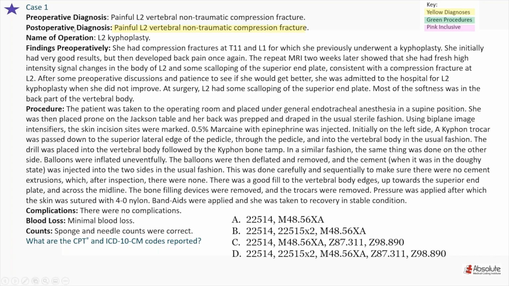All right, post-operative diagnosis, painful L2 vertebral non-traumatic compression fracture.